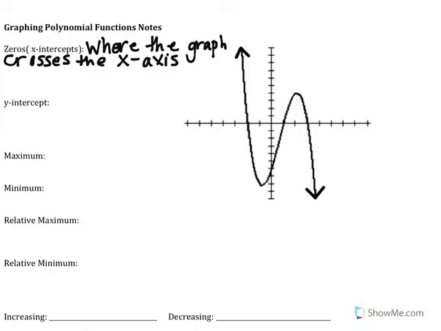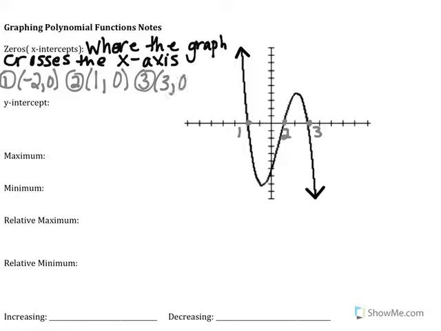In this graph, we have 3 of them, so I'm going to label these in different colors here. I'm going to do these in gray. Hopefully you can see them. And I'm just going to label that 1, 2, and 3. So in the example, point 1 is about -2, 0. 2 is about 1, 0, and 3 is 3, 0. So those are your zeros of your graph.